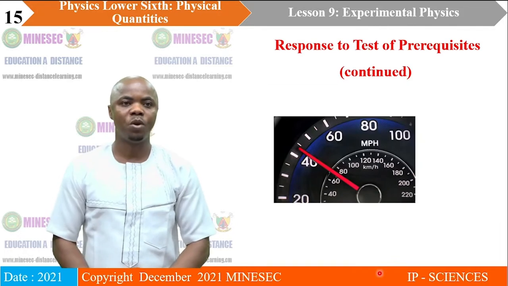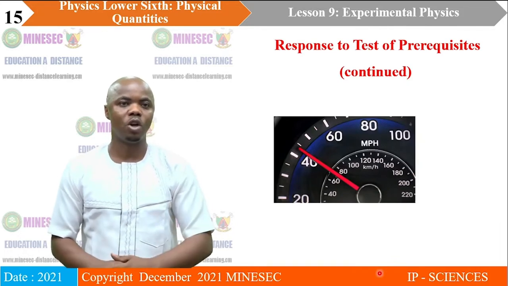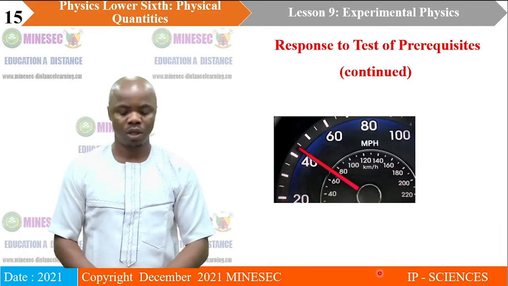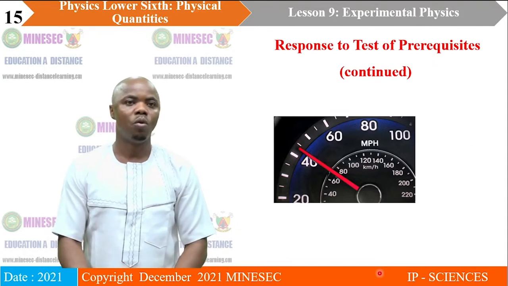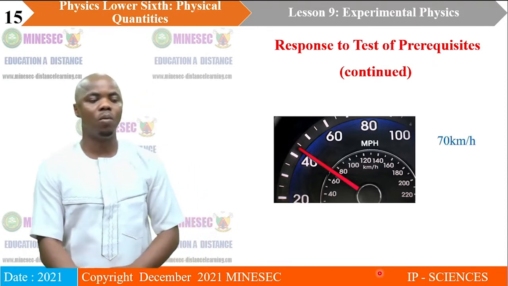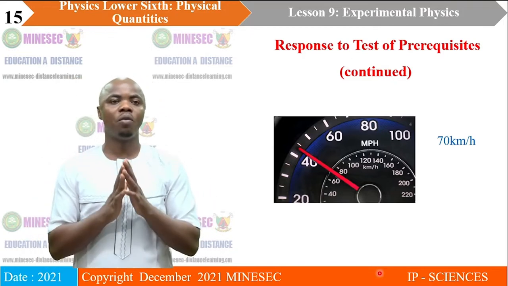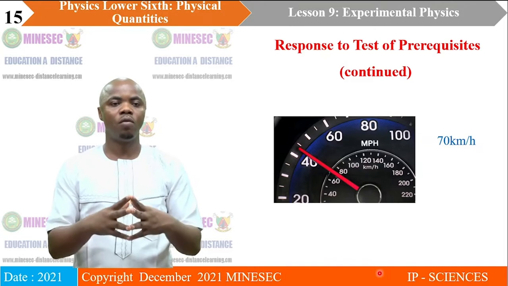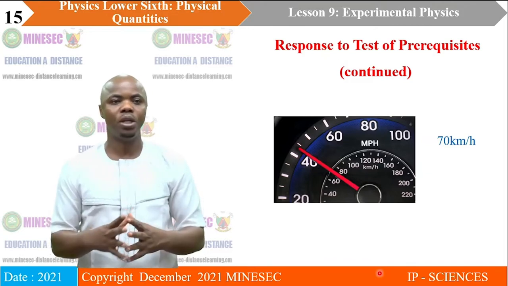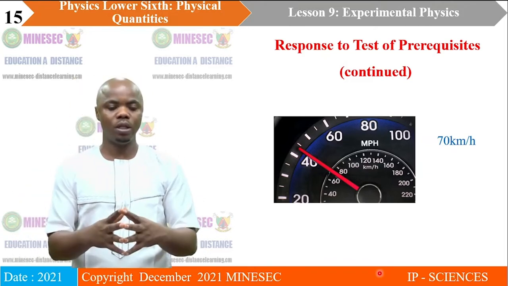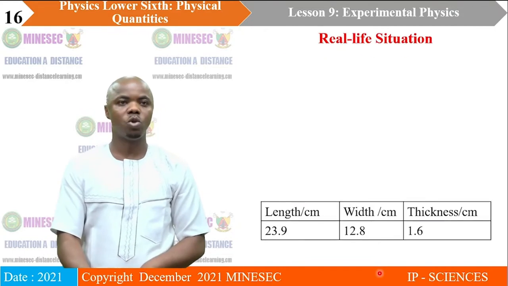And this is a speedometer of a car. There are two scales, one given in kilometers per hour, one in miles per hour. So if you work it out, you have 70 kilometers per hour. This is the basic idea of scale. So by the end of this lesson, you should add a little bit to our prerequisite of reading scales that we know so far.